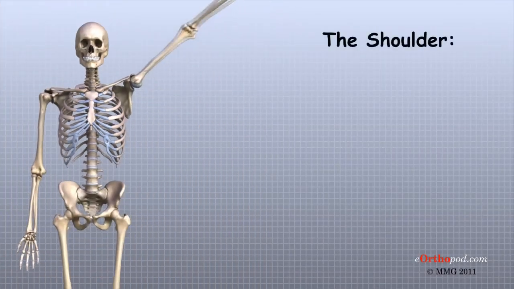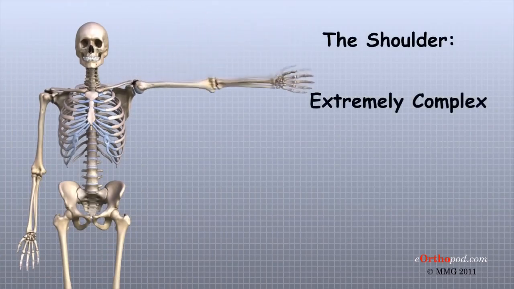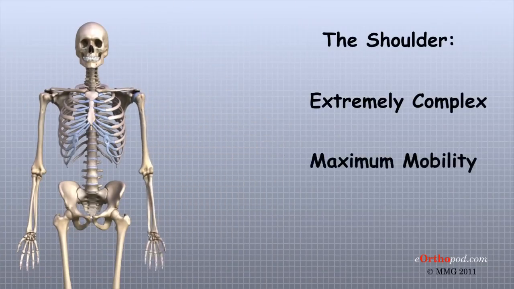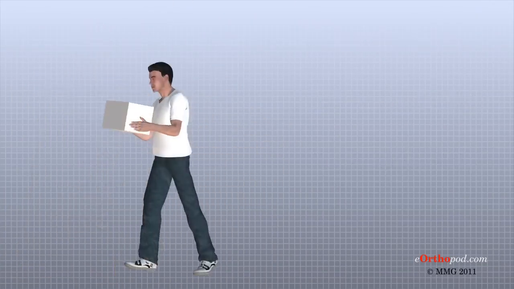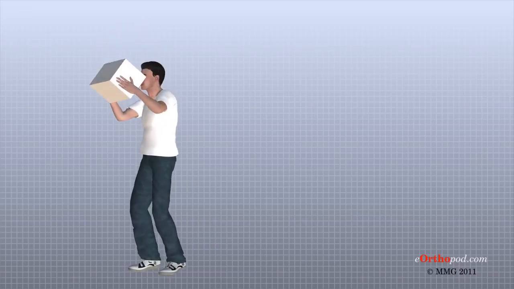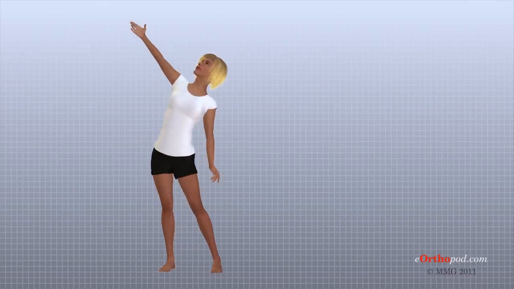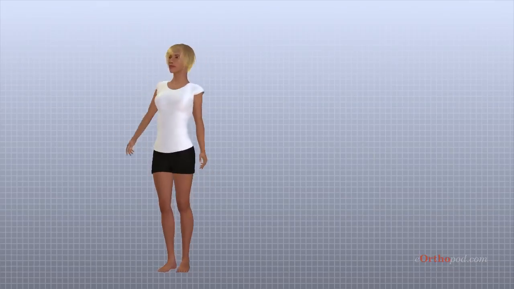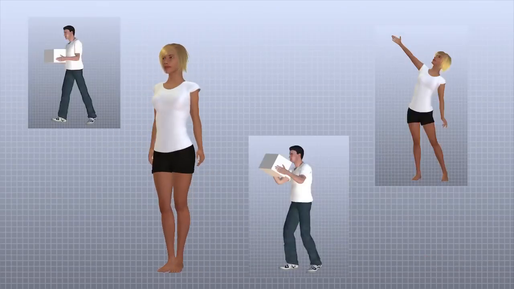As you can see, the shoulder is extremely complex with a design that provides maximum mobility and range of motion. Besides big lifting jobs, the shoulder joint is also responsible for getting the hand in the right position for any function. When you realize all the different ways and positions we use our hands every day, it is easy to understand how hard daily life can be when the shoulder isn't working well.